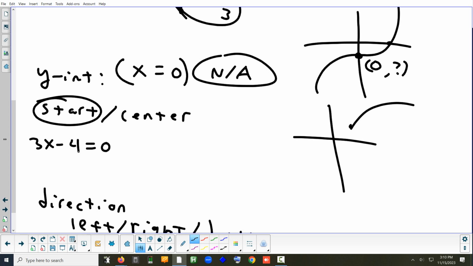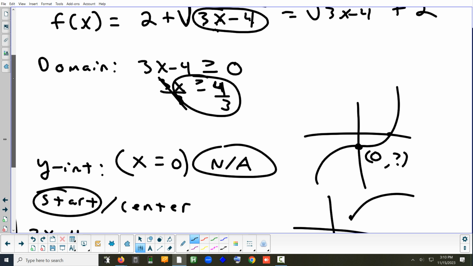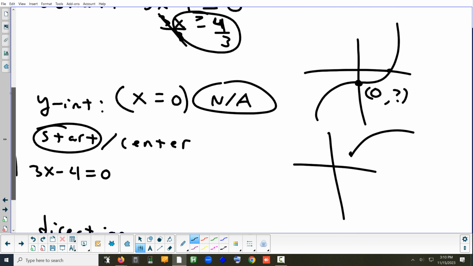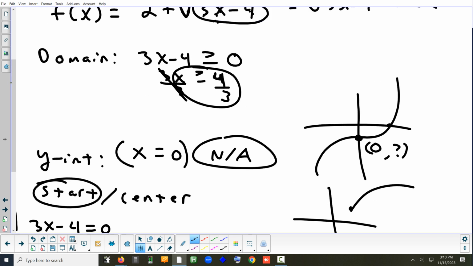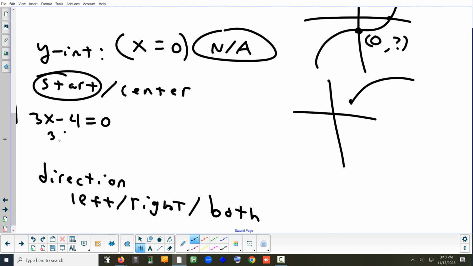We kind of had to do this when we found the domain, so we're doing the same thing again. But instead of greater than or equal to, now we're just saying equal to. So you add 4. And what does x equal in this case? 4/3. So that's the x value of your start point.